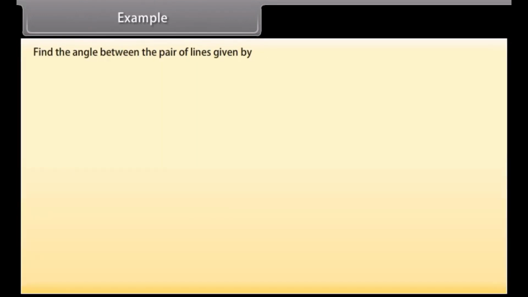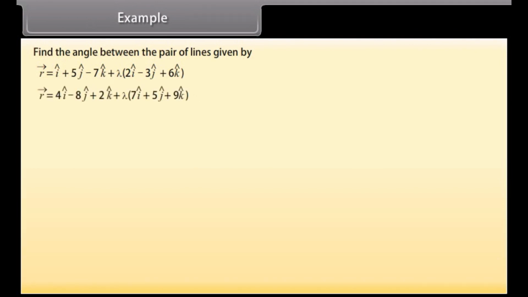Example. Find the angle between the pair of lines given by vector r equals i plus 5j minus 7k plus lambda (2i minus 3j plus 6k), and vector r equals 4i minus 8j plus 2k plus lambda (7i plus 5j plus 9k).